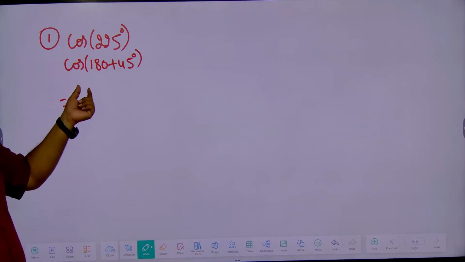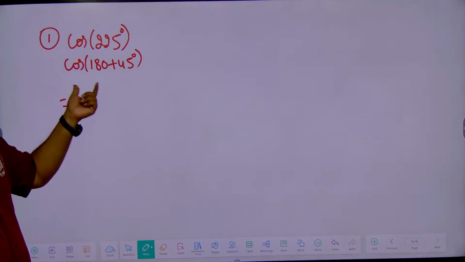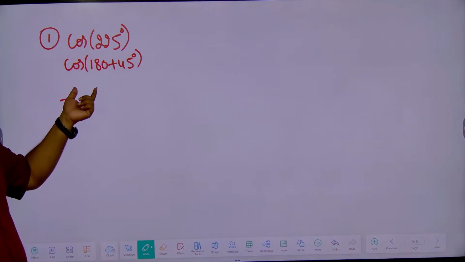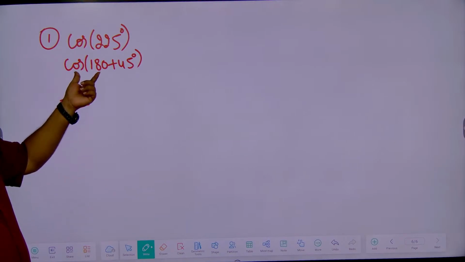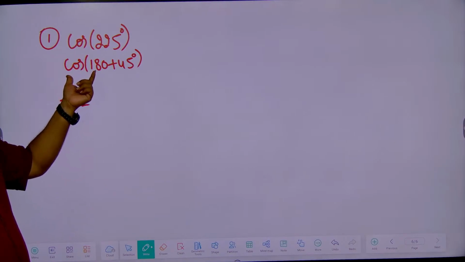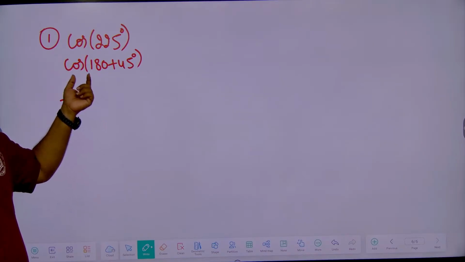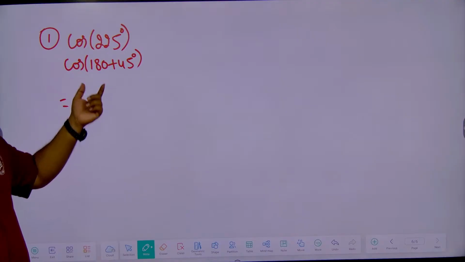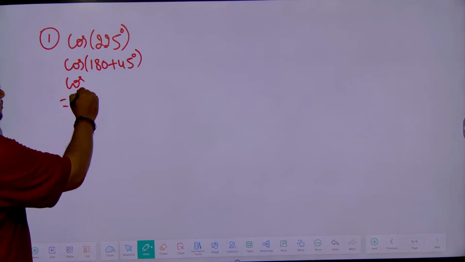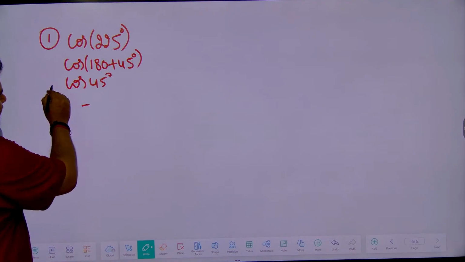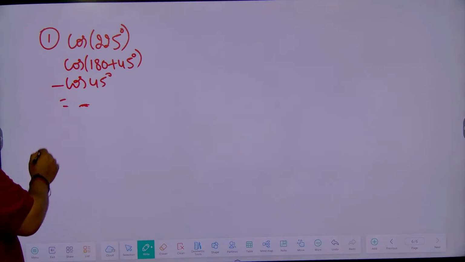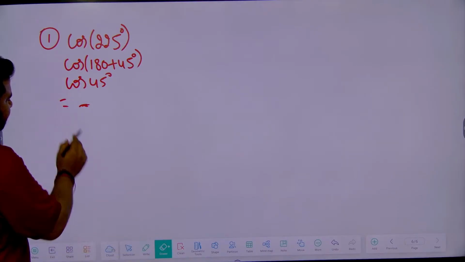So 180 degree is always what? Even multiple. Okay. So even multiple means cos will remain cos only. I should write what here? Cos 45 degree. But minus will be there because minus is here. Otherwise no need to write minus here. Write it in the final answer.